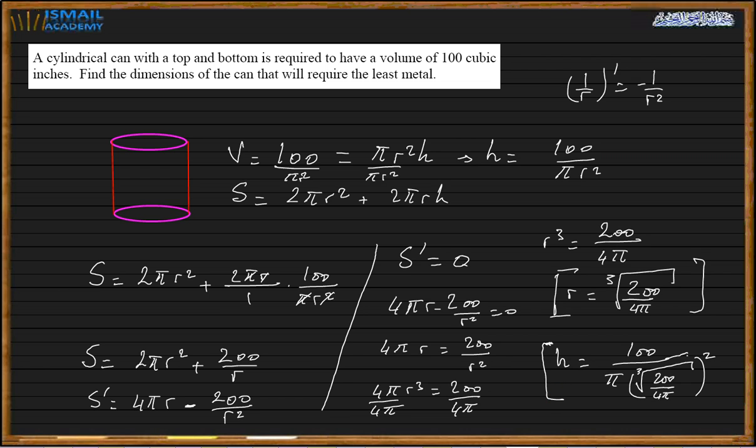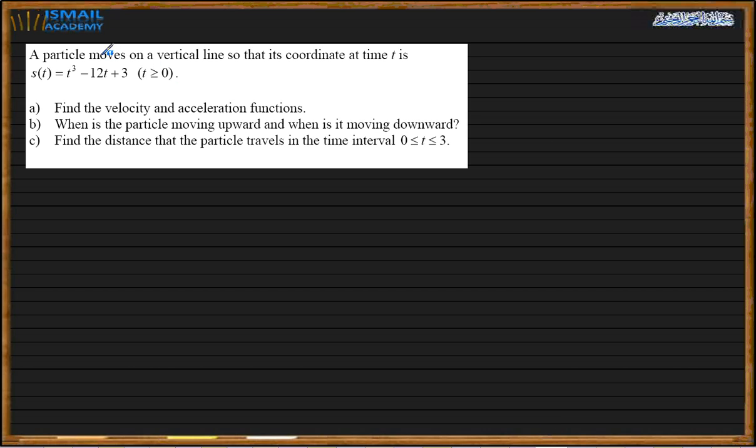Next question. A particle is moving on a vertical line. So with that coordinate, you see this is a coordinate because this is a very good key.